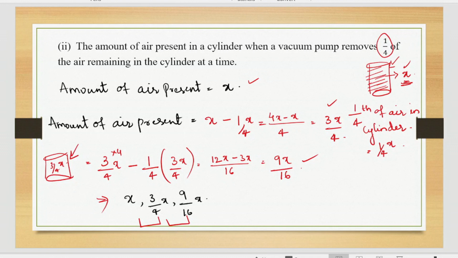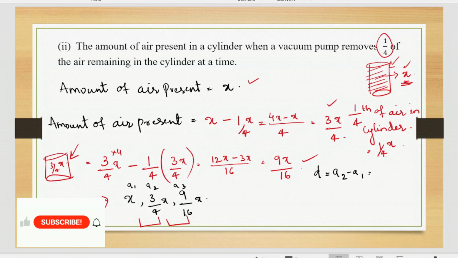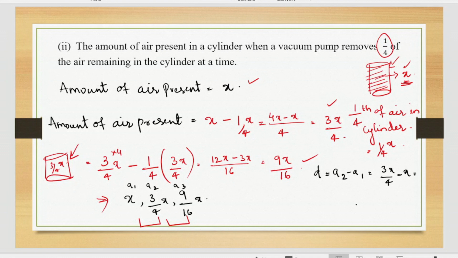So how do you calculate the common difference? This is A1, A2 and A3. The common difference for A1 and A2 is A2 minus A1. What is A2? It is 3x by 4 minus x. So you will get 4 in the denominator, and 3x minus 4x is minus x. So the common difference for A1 and A2 is minus x by 4.